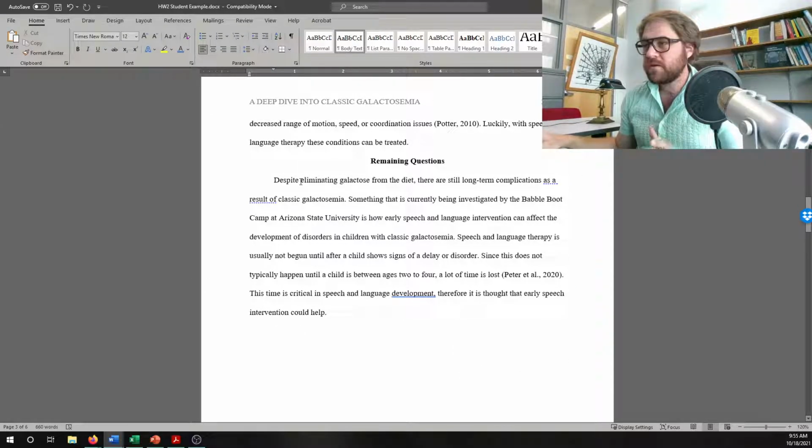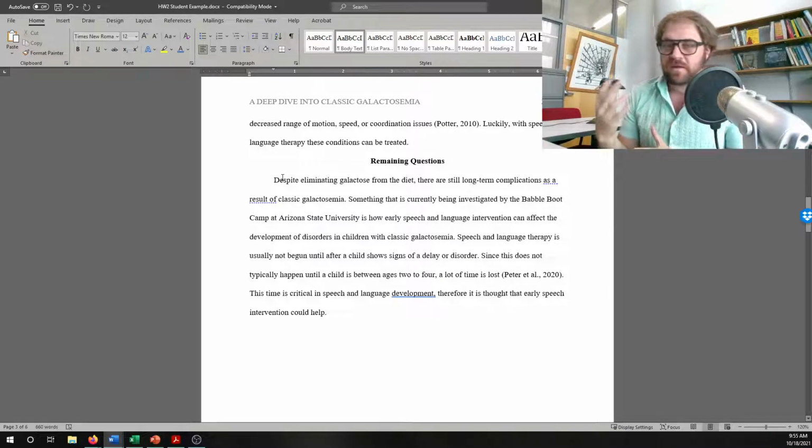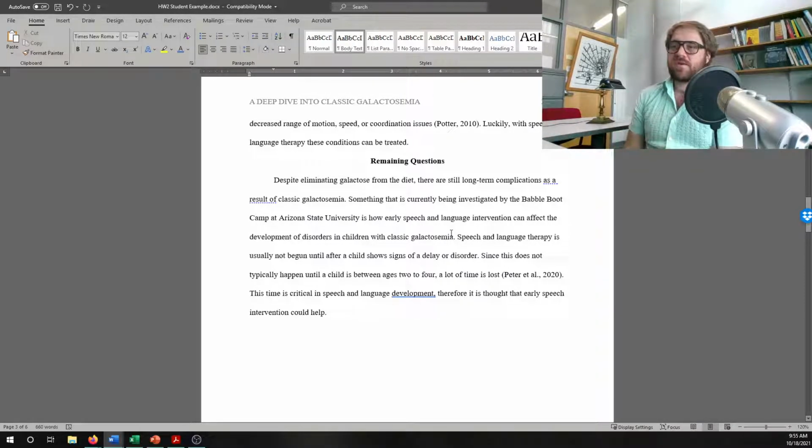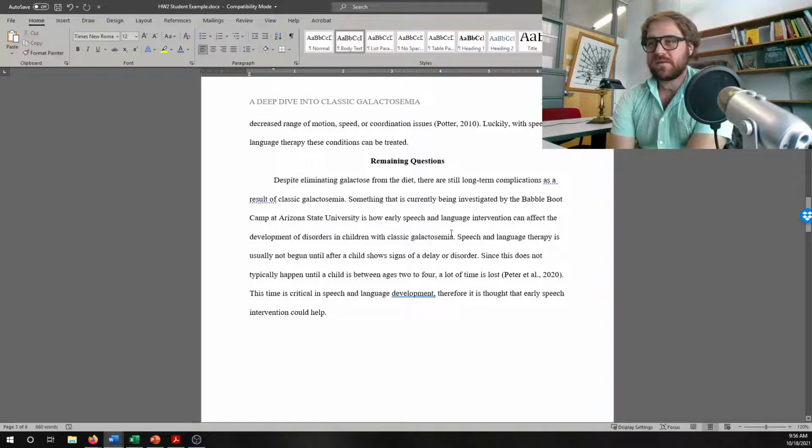Now, there is one little bit of an issue that I saw here, which I'm going to walk you through as well, and that was with forming this as a falsifiable question. So she says, despite eliminating galactose from the diet, there are still long-term complications as a result of galactosemia. Something that is currently being investigated by the Babel Boot Camp at Arizona State University is how early speech and language intervention can affect the development of disorders in children with classic galactosemia.